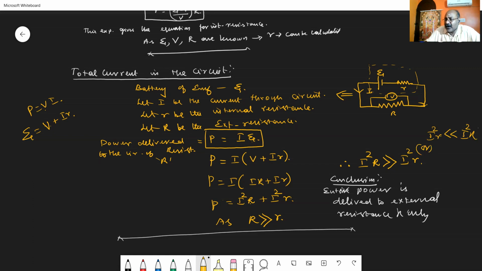What is the conclusion arrived at? The electrical I square R is the power. So we can say the entire power is delivered to the external resistance only. This is what we call the power delivered and the current in the electrical circuit.